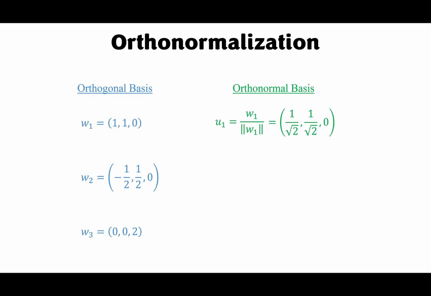All right, we do the same thing for W2. We get a new vector U2 that is a unit vector in the same direction as W2. And same thing for W3. We get U3 in the same direction as W3, but with length 1. And that's an orthonormal basis, meaning they're orthogonal. Right? Their dot products are 0, and they all have length 1. So we call that an orthonormal basis for our vector space R3.